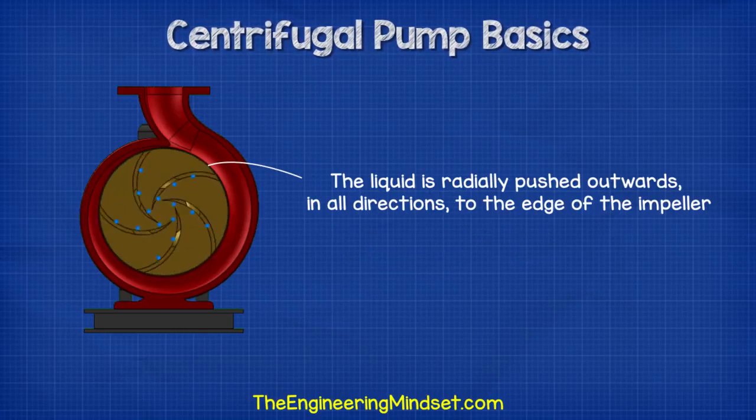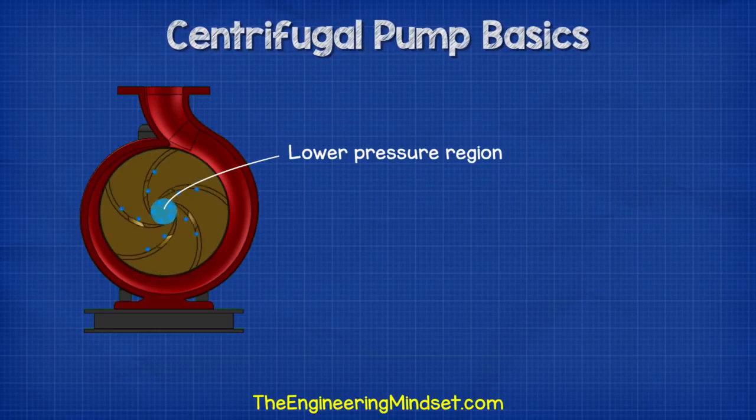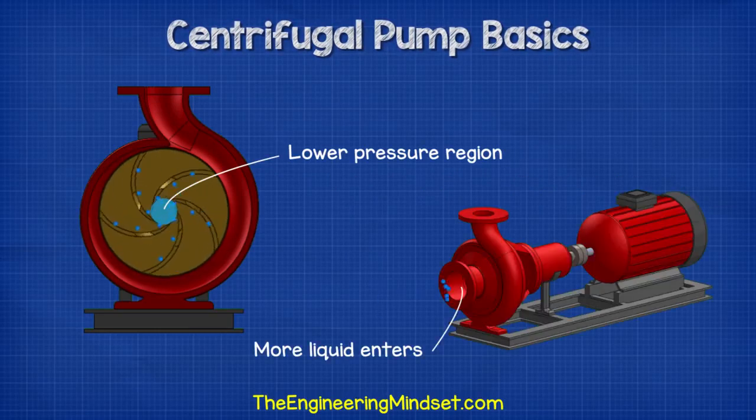The impeller is submerged in water. When the impeller rotates, the water within the impeller also rotates. As the water rotates, the liquid is radially pushed out in all directions to the edge of the impeller and into the volute. As the water moves outwards off the impeller, it creates a region of low pressure which pulls more water in through the suction inlet.